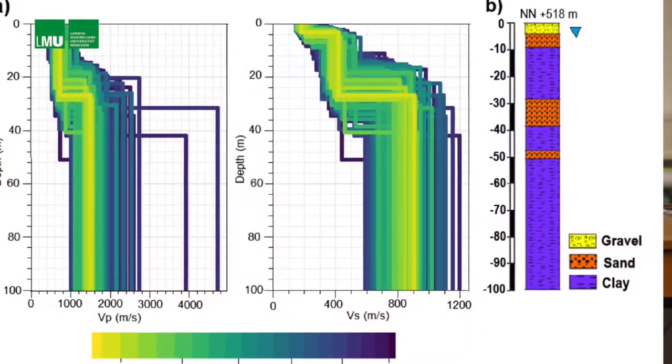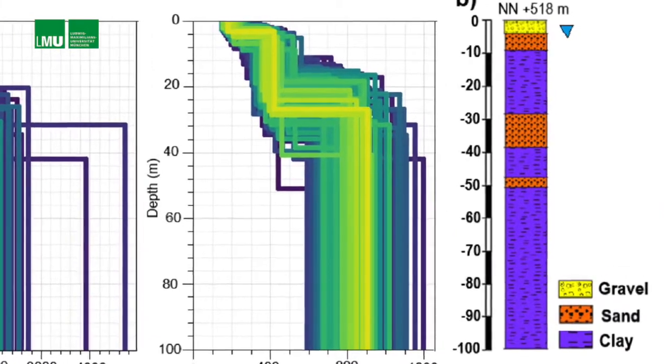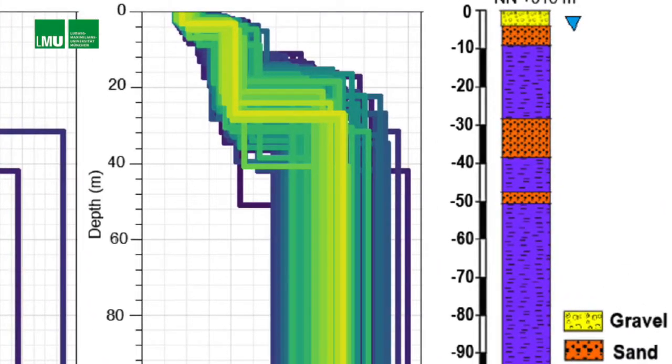The inversion gives us a range of possible velocity profiles, where the most likely ones are shown here in yellow. The great thing is that in Munich we have borehole-derived lithology, which allows us the direct comparison between the velocity profiles and the lithology in this area. And as we can see in this figure, there's a good positive correlation. The velocity jumps coincide with the groundwater table as well as with the change in lithology.